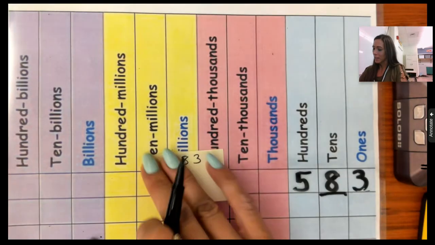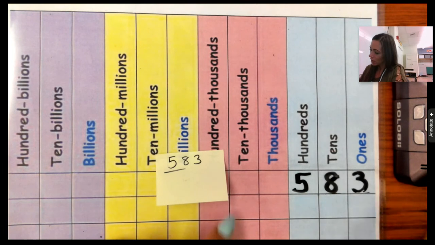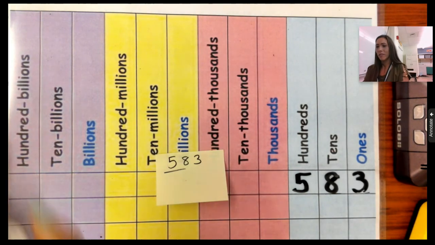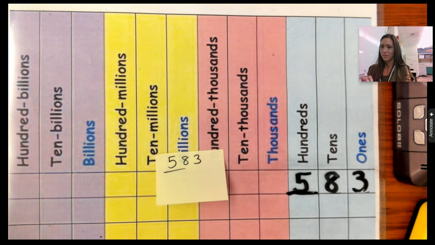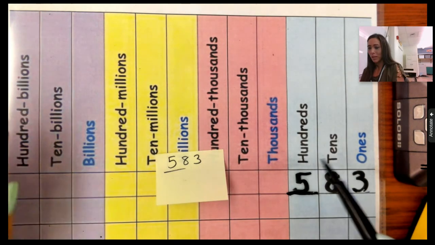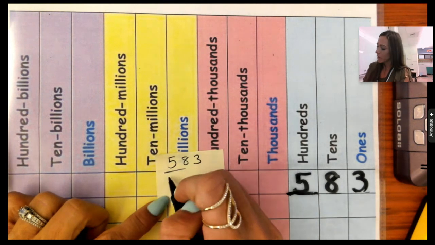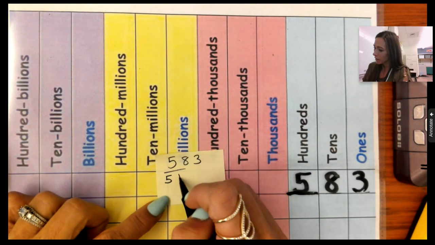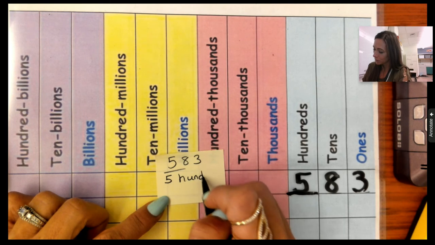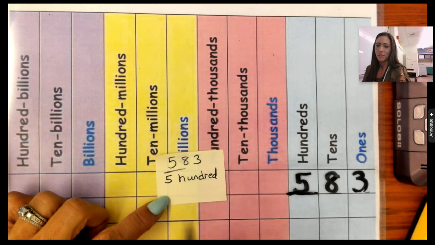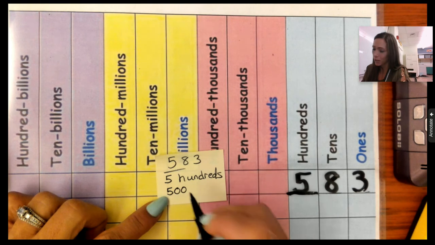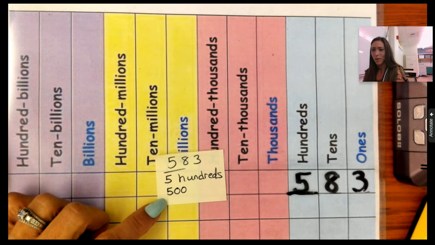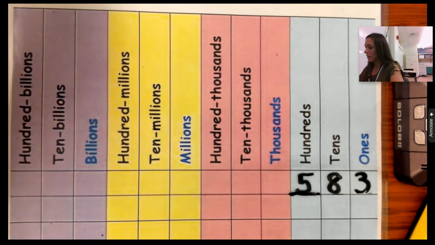You don't need to erase again because this time we're going to talk about the value of the 5 in 583. So if it's in the hundreds place and we have 5 of them, we could say the value of this is 500. Or we could say that this has a value of 500. That's 2 ways we could show the value of that. Let's try a new number now.